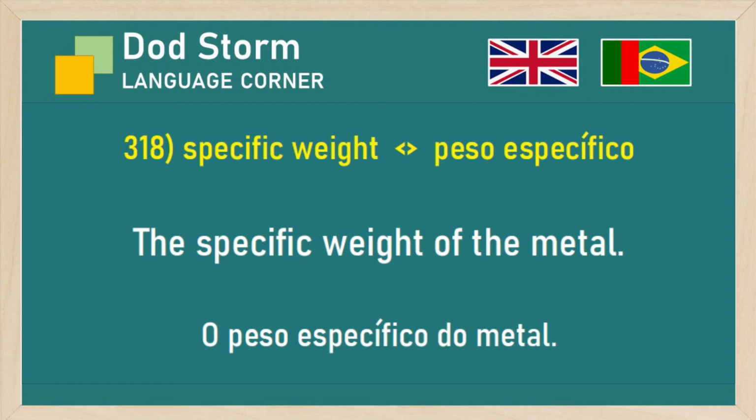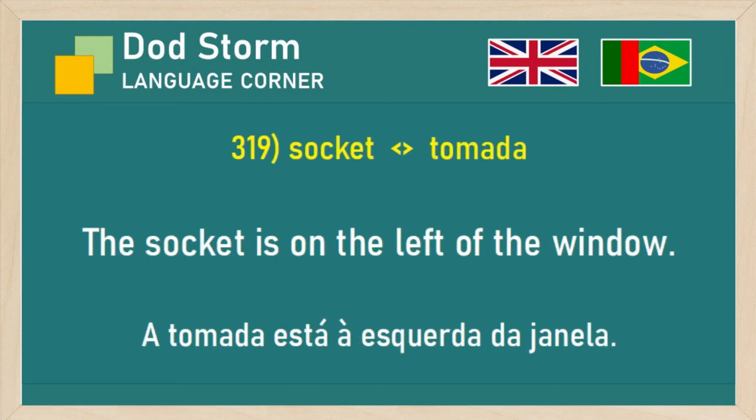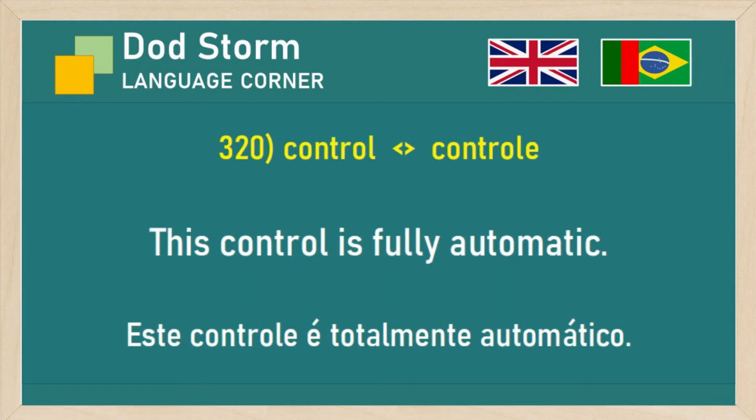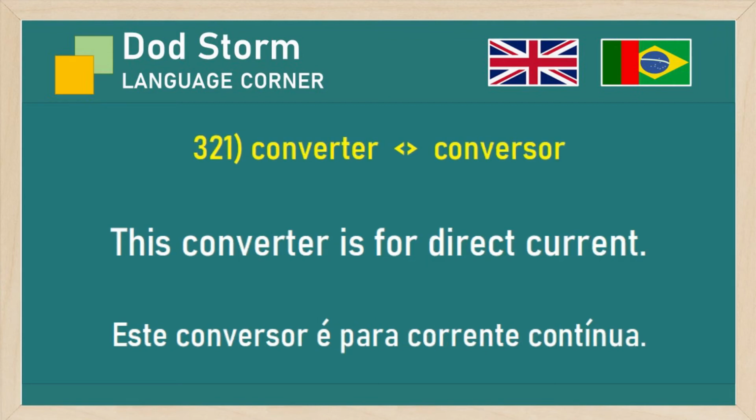The specific weight of the metal. The socket is on the left of the window. This control is fully automatic. This converter is for direct current.